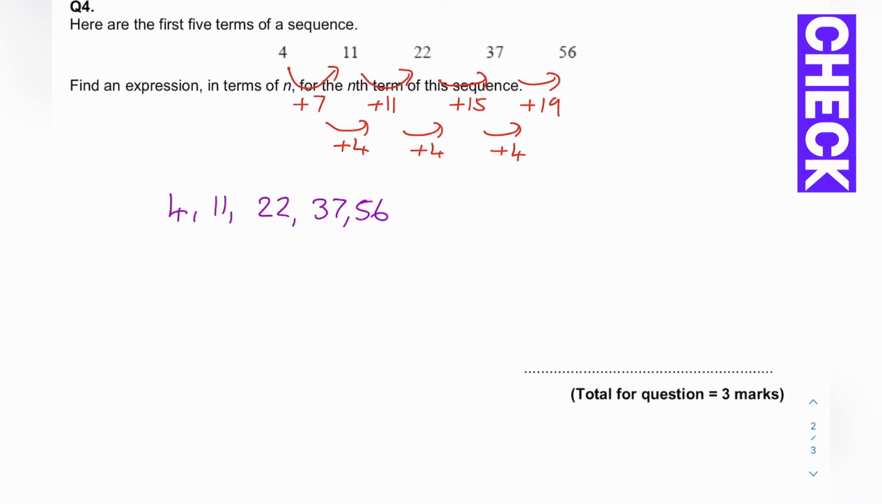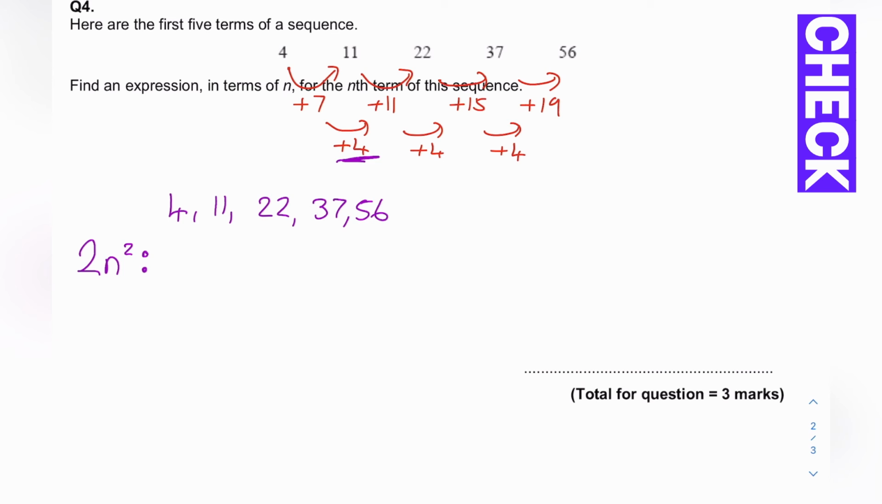And this is the bit we need to remember. We take our second difference and we half it and put it in front of n squared. So half of 4 is 2 and we put it in front of n squared. Now we think of our n squared sequence and we remember we've got to times it by 2. That's what 2n squared is.